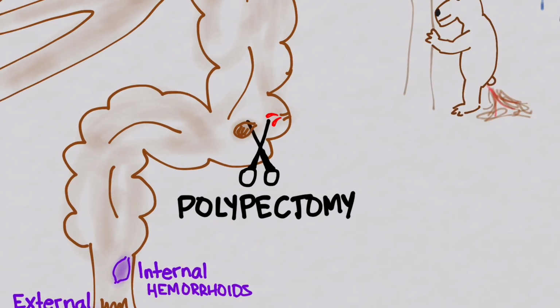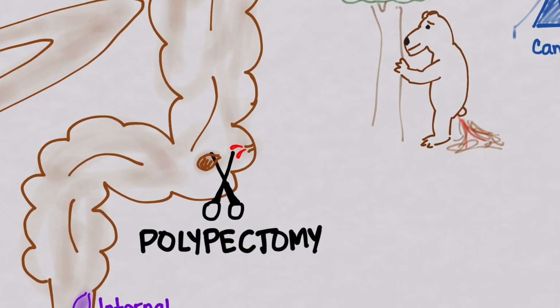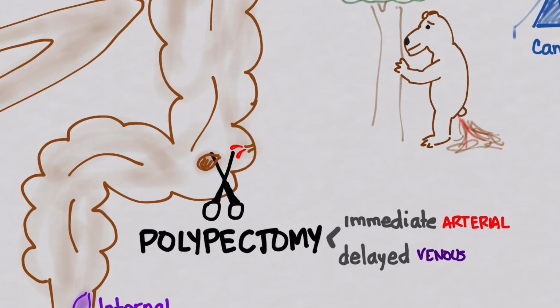You can also get bleeding after a polypectomy. And these will be either immediate or delayed. The immediate ones tend to be arterial and will need some sort of intervention to stop the bleeding. So you're probably going to need to call GI. And the delayed ones tend to be venous, and those will usually resolve spontaneously.